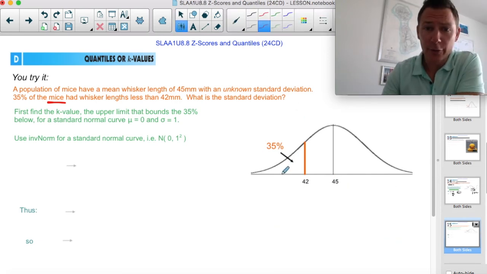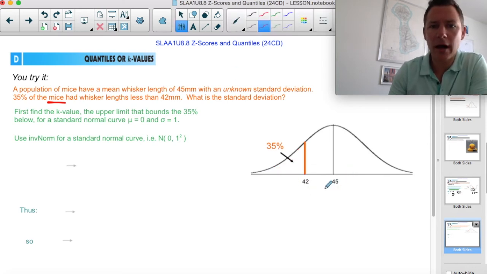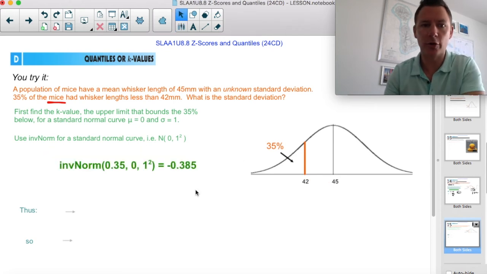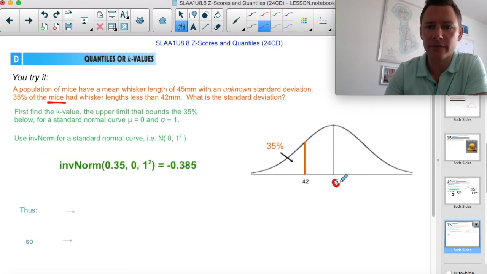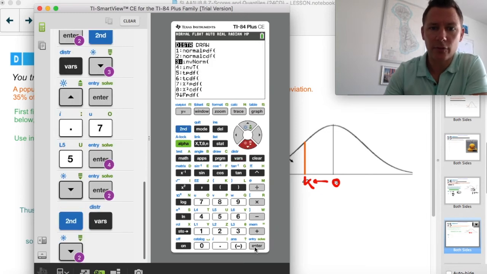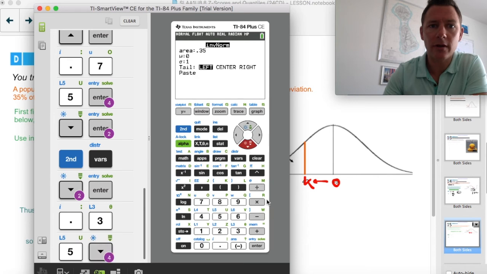So 35% of the mice have whisker length less than 42. Here's the mean. What's the standard deviation? I don't know how many standard deviations that is, but I know on a standard normal curve that if this were 0 and this we didn't know was k, we could figure out what the k value is by using, again, second dist or inverse norm. We want 35% and 0 and 1.